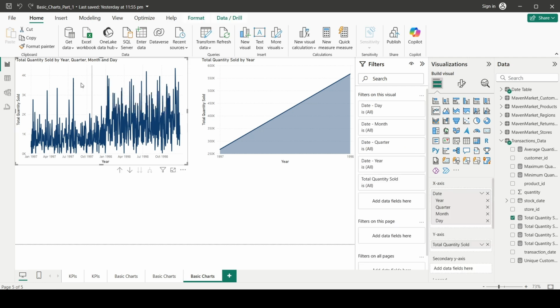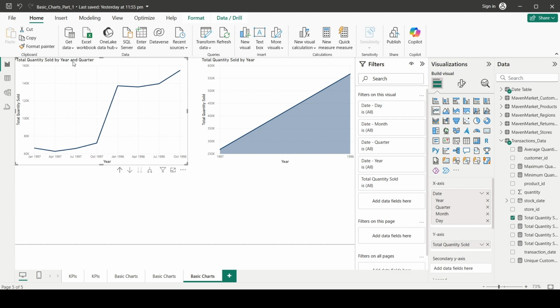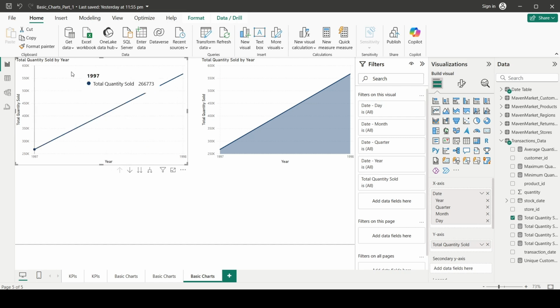Let's click on line chart. Now the data is shown by year, quarter, month and day. Let's see what happens if we click on drill up. The data is shown by year, quarter and month without day. Let's again click on drill up. The data is shown by year and quarter without month and day. Let's click on drill up again. Now the data is only shown by year.